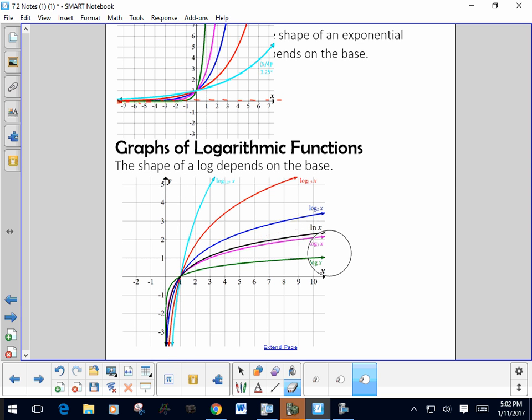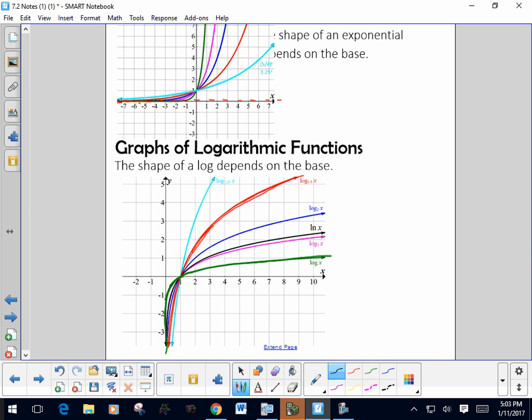And again, like with exponential functions, the base of the log will just tell you more information about the curvature. Smaller bases like base 2, base 1.5, those ones, that's like this red one and this light blue one. There's sort of a wider curve, and then as that base gets higher, that curve gets a lot tighter. So base 10 would be this green one.